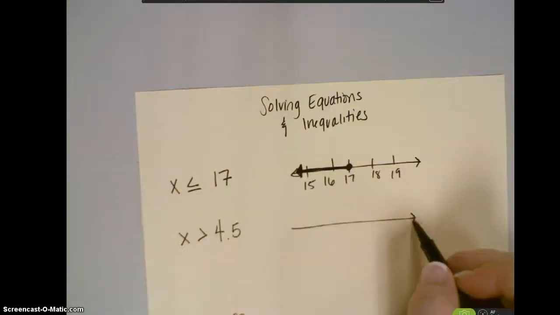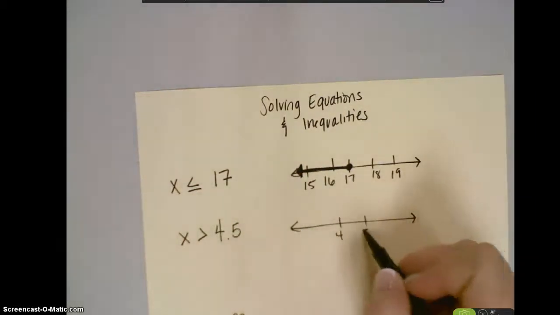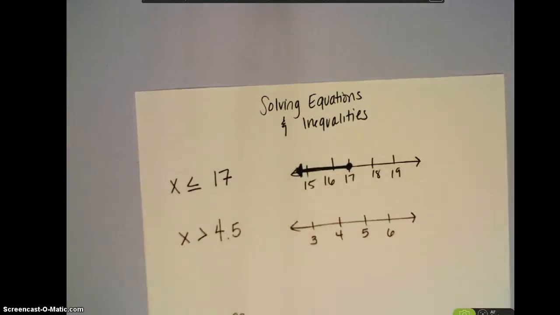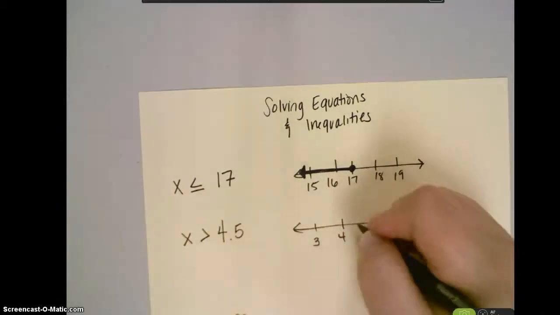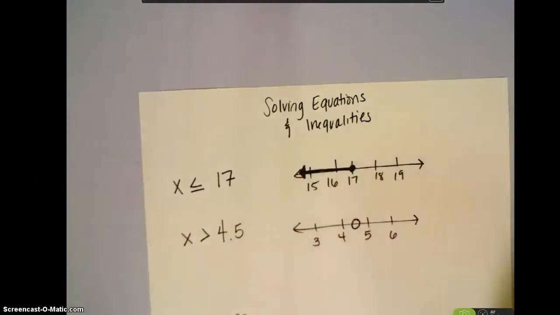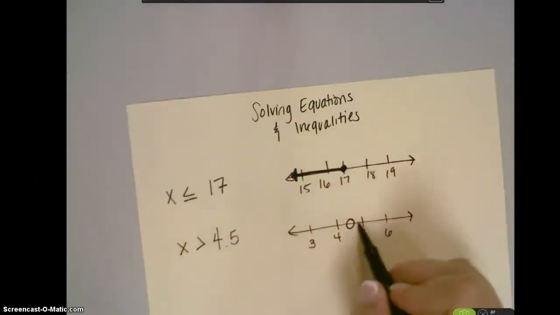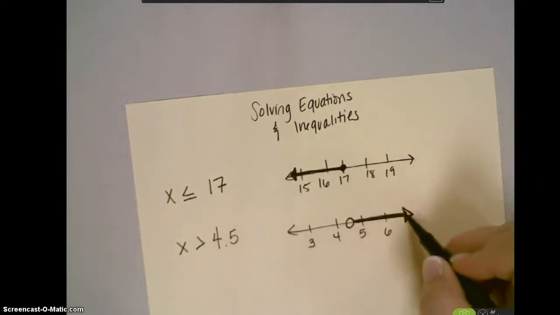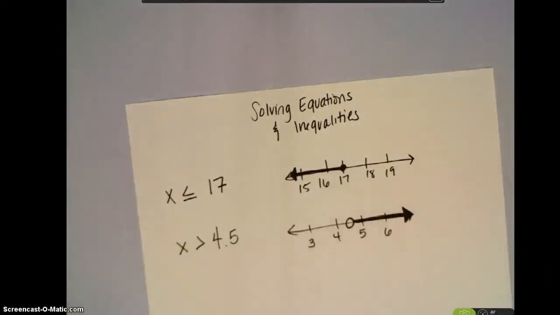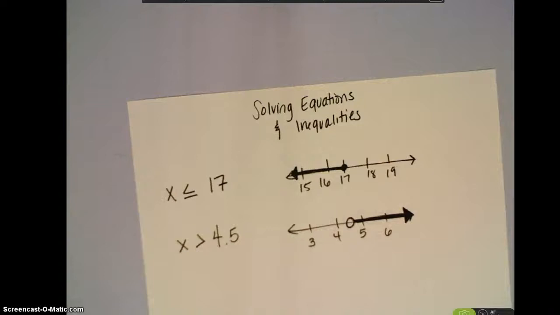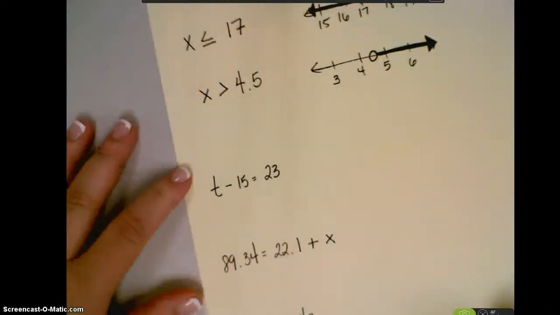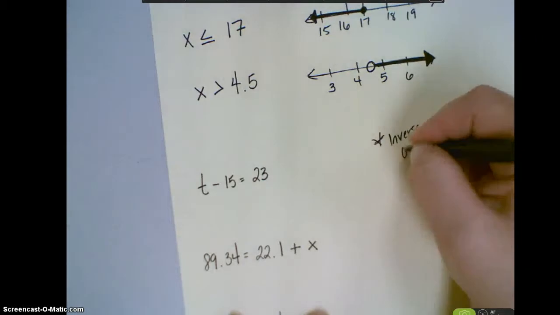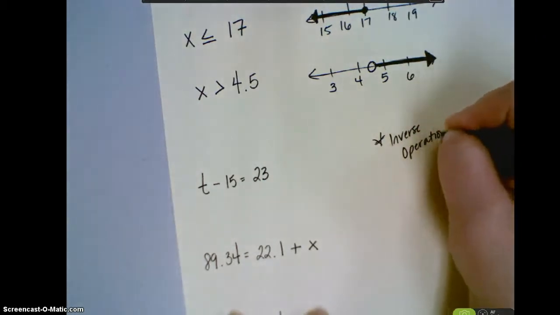For this next one, 4, 5, 6, 3. X is greater than, not greater than or equal to, but greater than 4.5. So I'm going to go to 4.5. My circle is going to be open because it's not equal to 4.5. It has to be greater than 4.5. And then my line is going to go this way to the right to show all the points greater than 4.5. So easy enough.